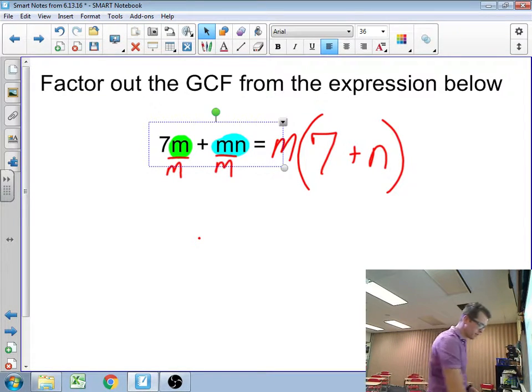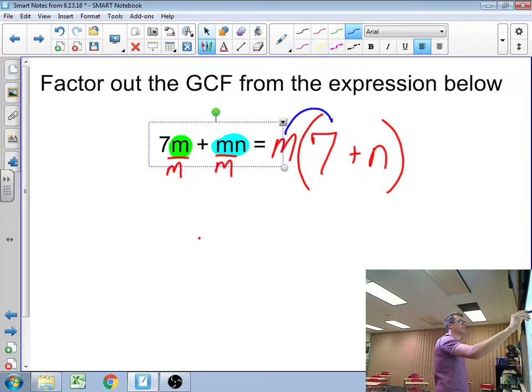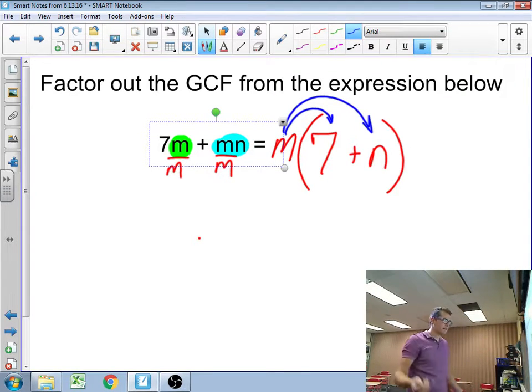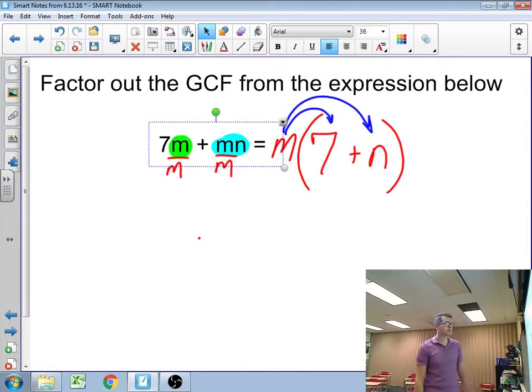I can think through the distribution and say, would this still be what I want it to be? That would give me 7m, and then I would get mn, and that would give me exactly what I started with. So my factoring was correct.